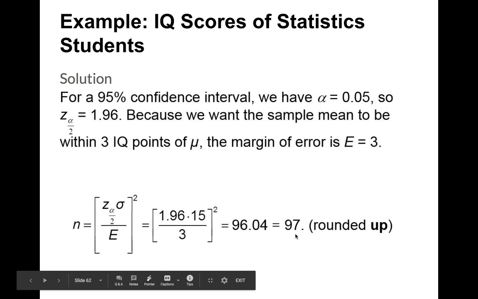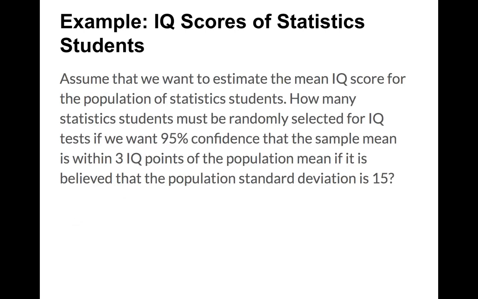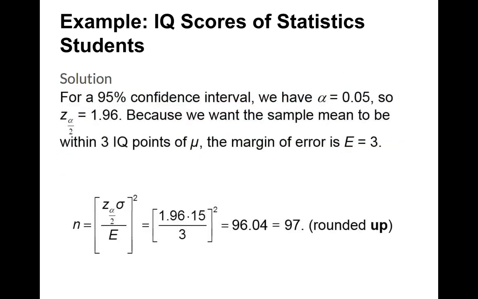So that's crazy. This was talking about all statistics students. Not all statistics students in this class, all statistics students in America. We only need to sample 97 of them to be within 3 of their IQ points. Pretty crazy.